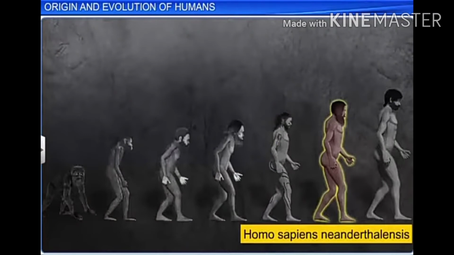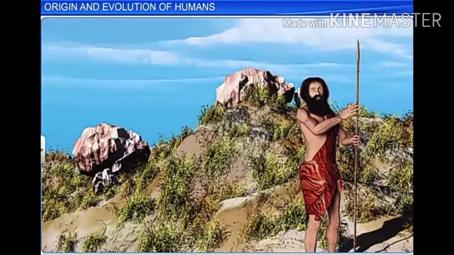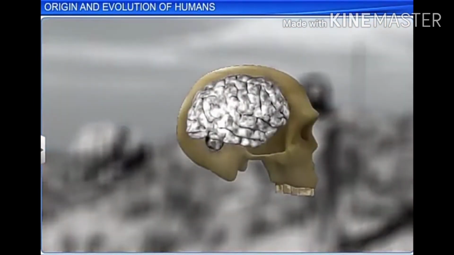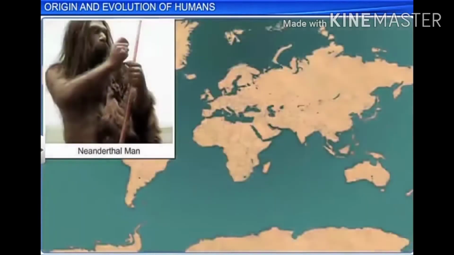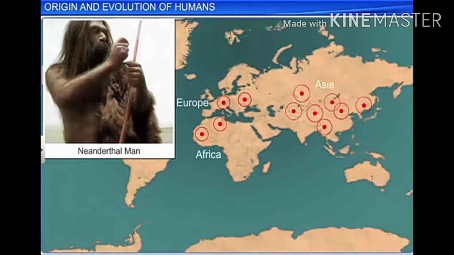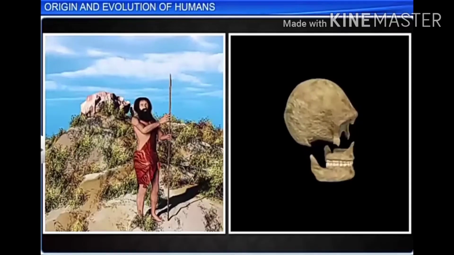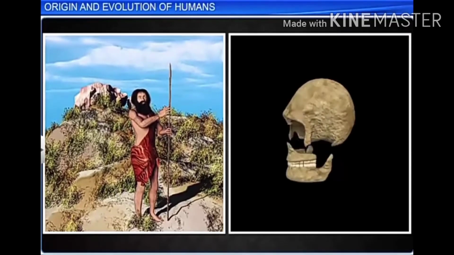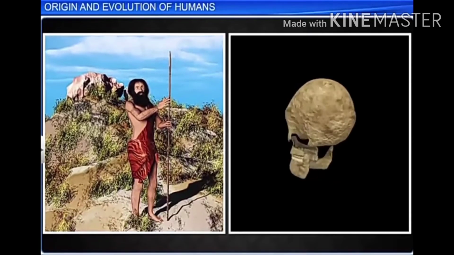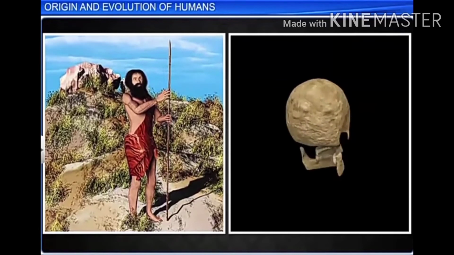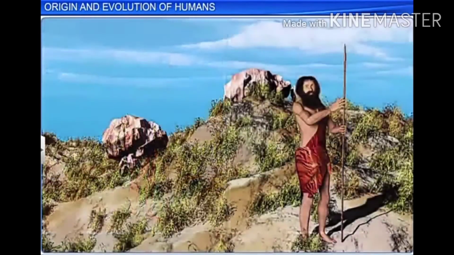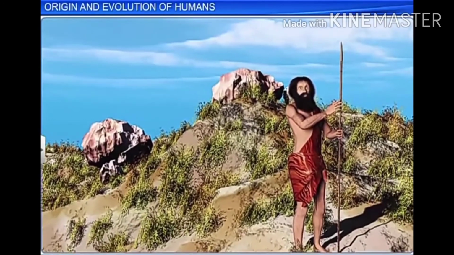Fossil evidence suggests that between 1 lakh to 40,000 years ago, Homo sapiens neanderthalensis, or Neanderthal Man, with a brain size of 1400 cubic centimeters, lived in Europe, Northern Africa, and Eastern and Central Asia. The word Neanderthal is derived from the Neanderthal Valley in East Germany, where a Homo fossil was found in 1856. The Neanderthal man is supposed to be the primitive ancestor of the modern man.